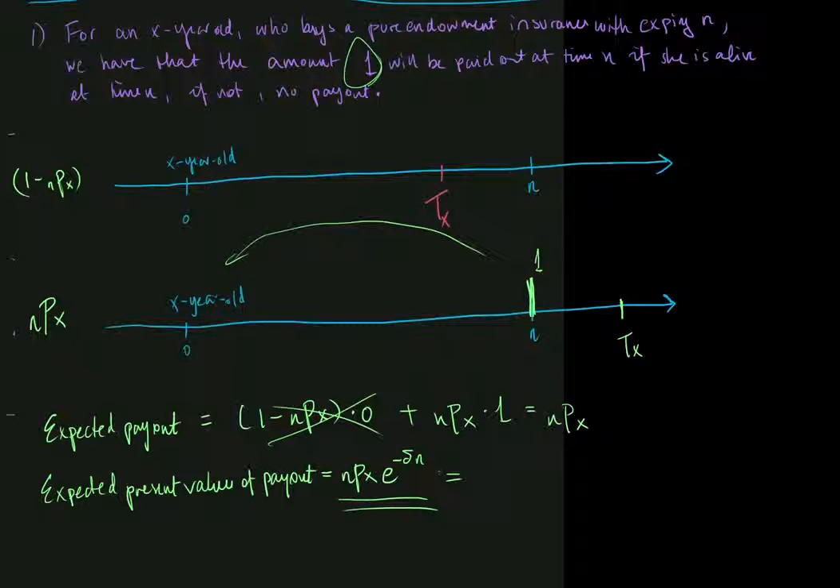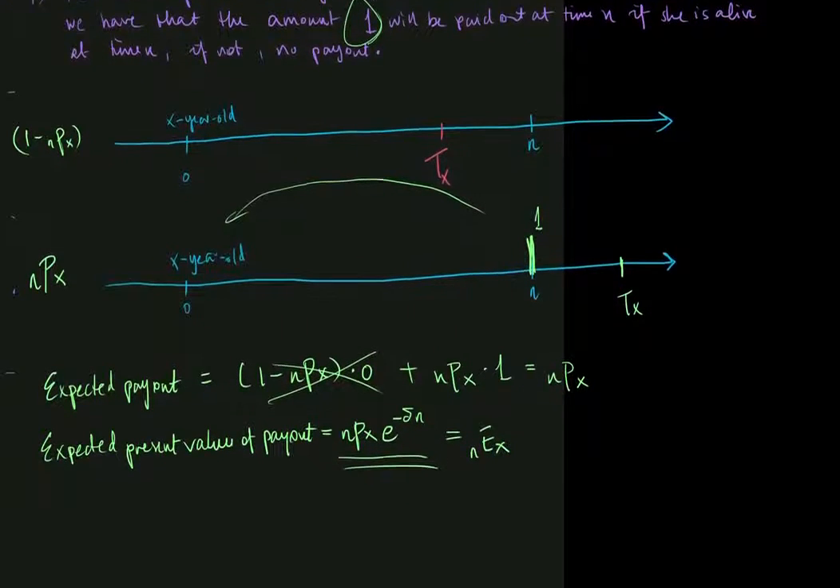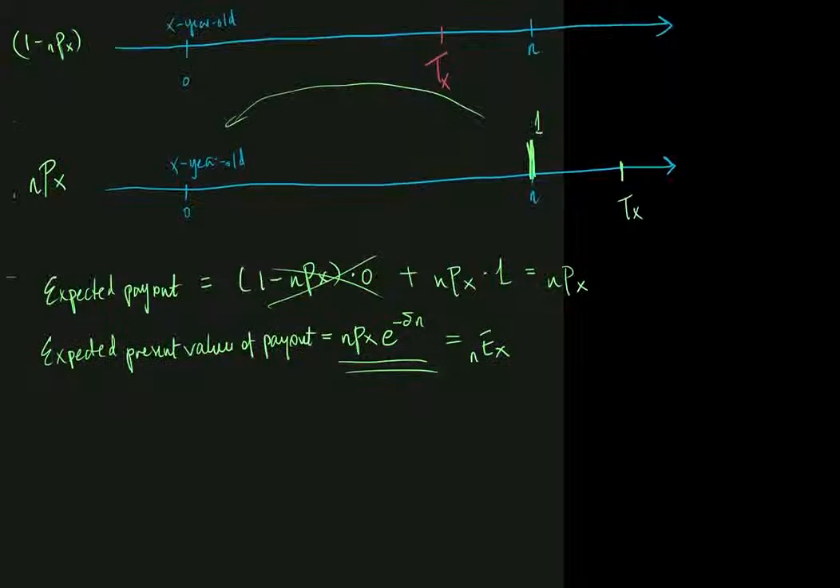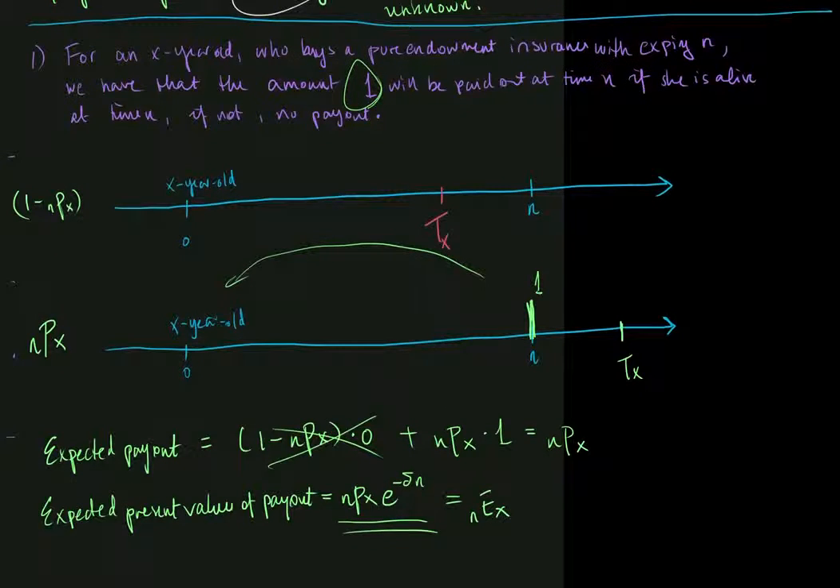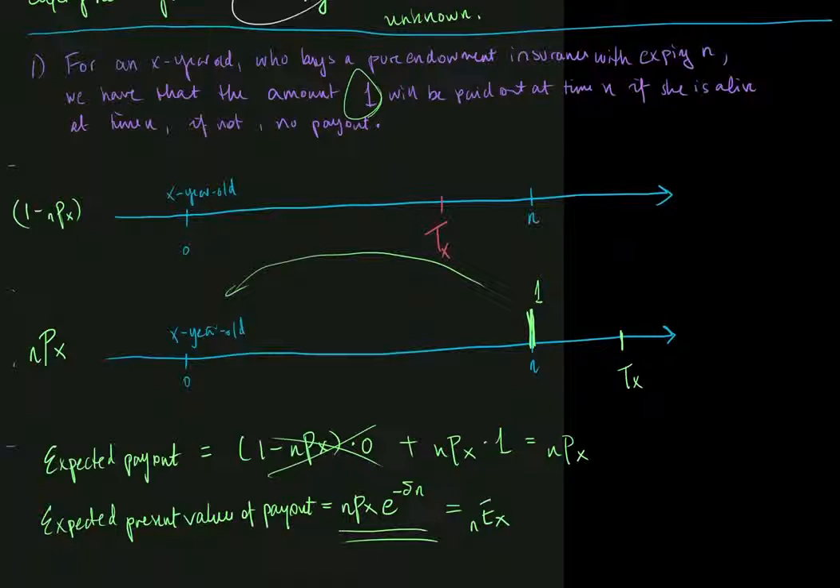So this thing here is NEX, where the N stands for the date of expiry of the pure endowment insurance, and the X stands for the age upon drafting the contract. And the E probably just stands for expected value or something like that. Just to sum up in words, what we have found here is in fact the expected present value of a pure endowment insurance.